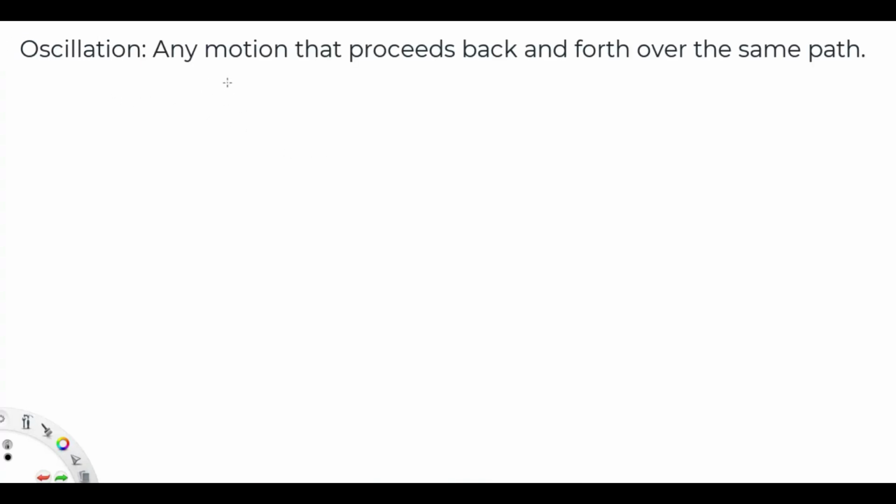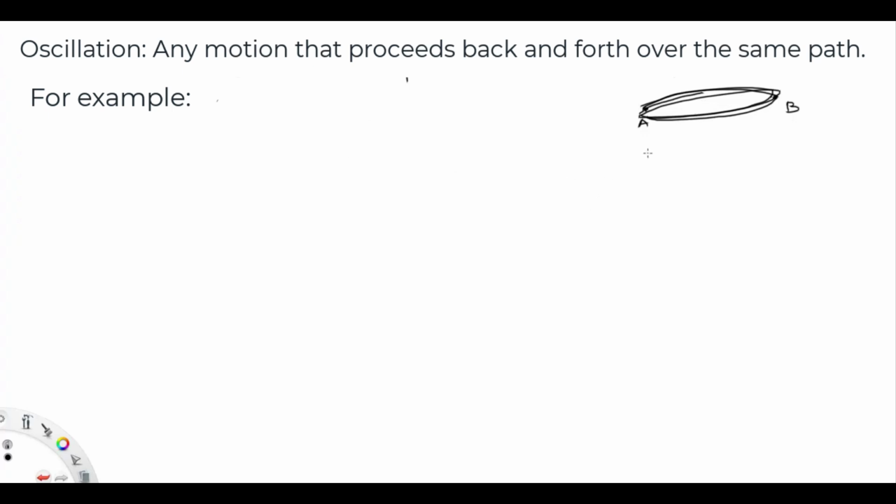In this lecture, we'll talk about oscillatory motion and simple harmonic motion. So what is an oscillation? Oscillation is any motion that proceeds back and forth over the same path. For example, let's say you started from some point and you walked from point A to point B, then came back to the same point, then moved to point B again, and back again to A, and so on. This kind of back and forth motion is called oscillatory motion.